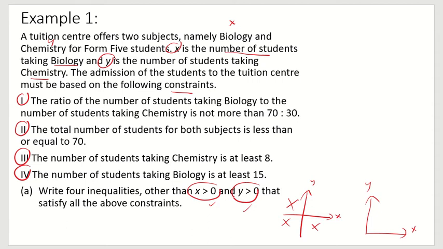But if the questions didn't state these 2, then you have to draw the whole 1, 2, 3, 4. Positive, negative values, all must be included. Okay? So now we go to the first inequality.